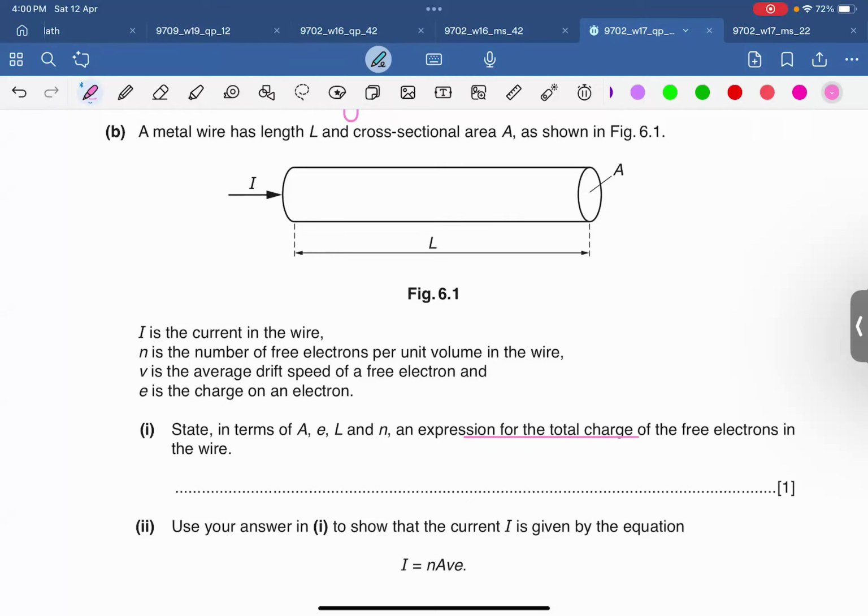Sir, we use total charge? I equals to... no, I not equal to I. I equals to A and V is basically for the current, various charge in this part or in this equation.